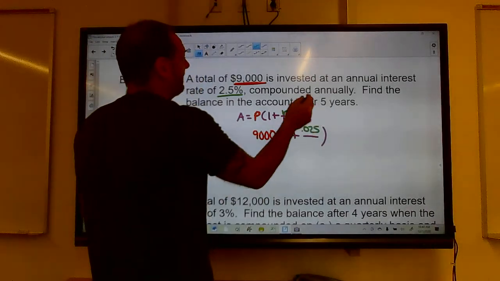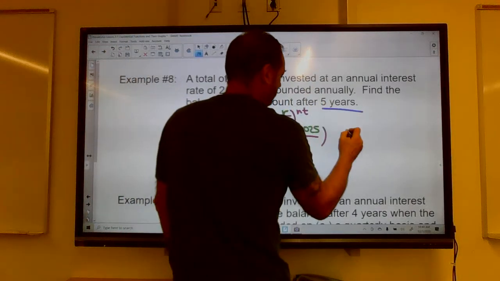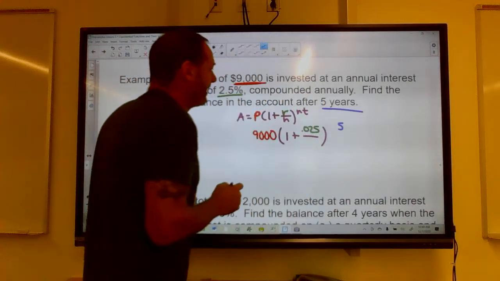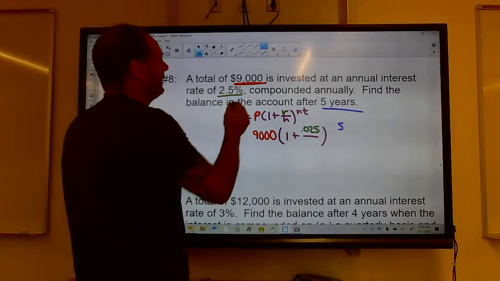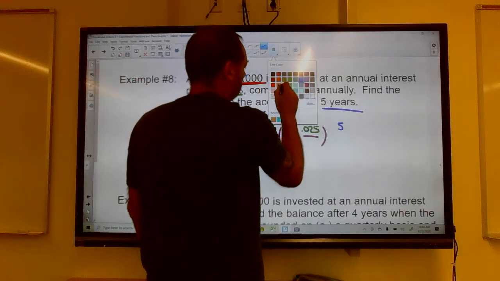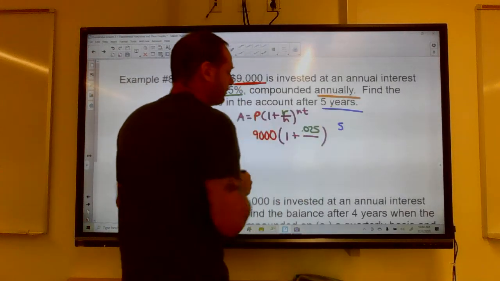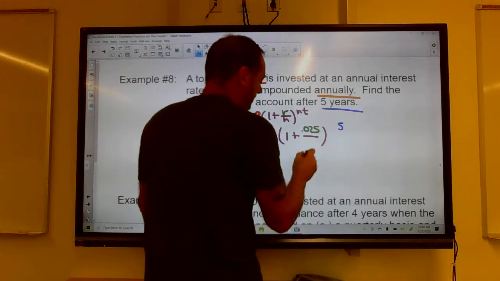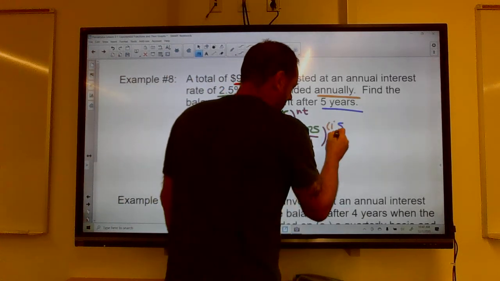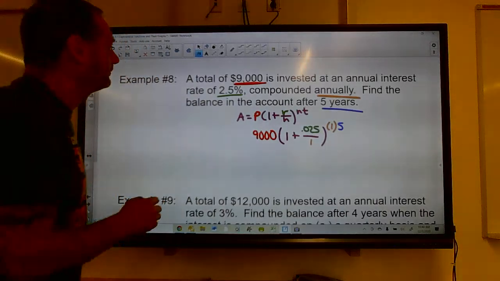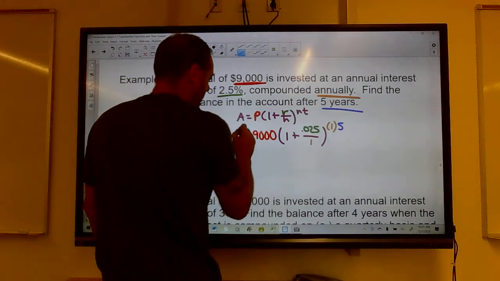Okay, 5 years. That's my time. That goes up here. And then n, where's n? Well, n comes from this right here. Annually. Annually means once a year. So there's going to be a 1 there and a 1 there. And then this is going to equal the amount.